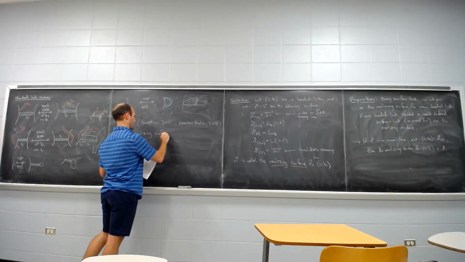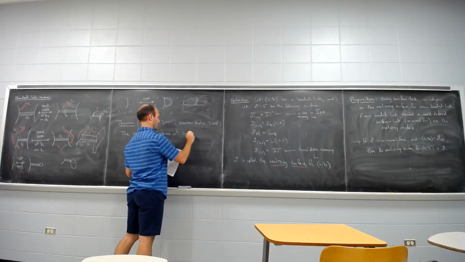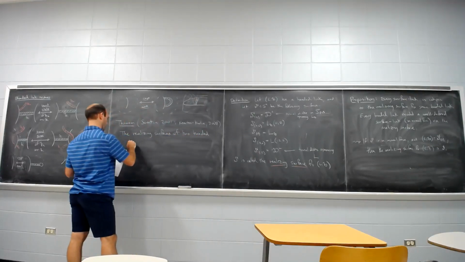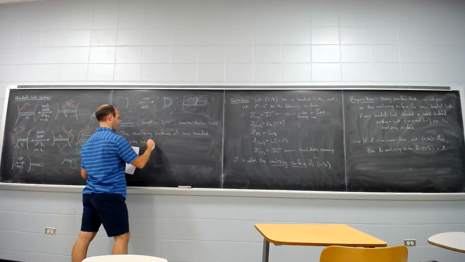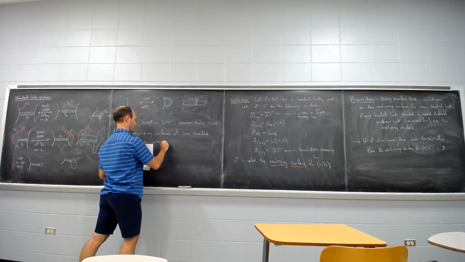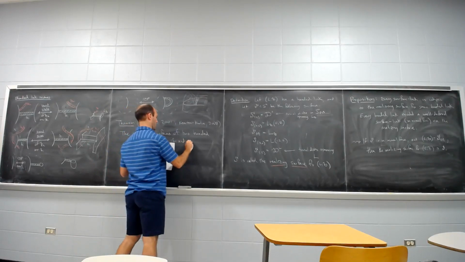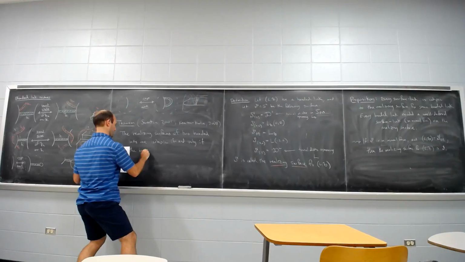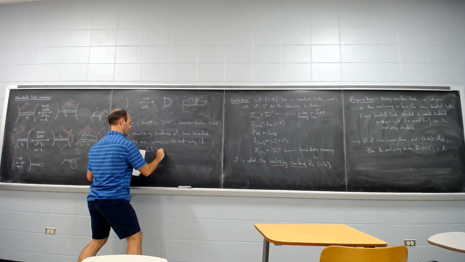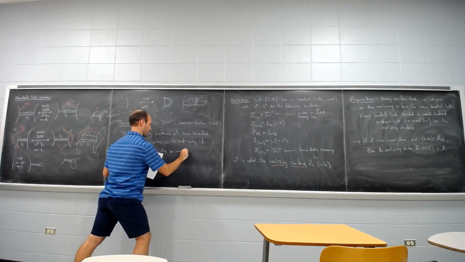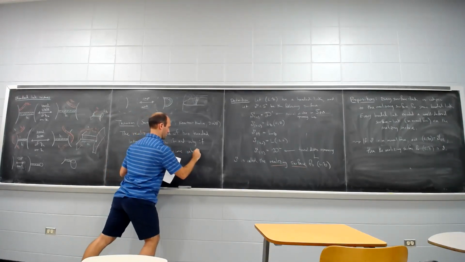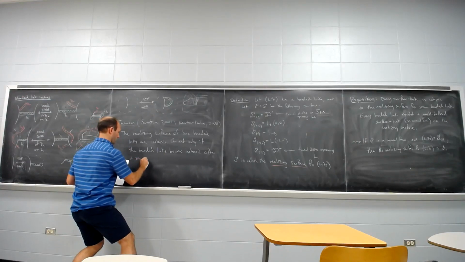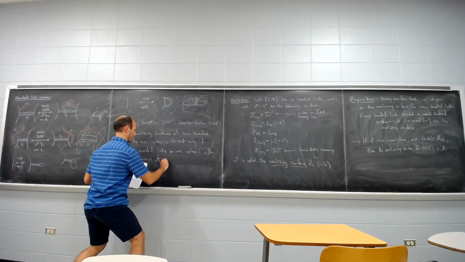Anyway, the realizing surfaces of two banded links are isotopic if and only if the banded links become isotopic after a sequence of banded link moves.